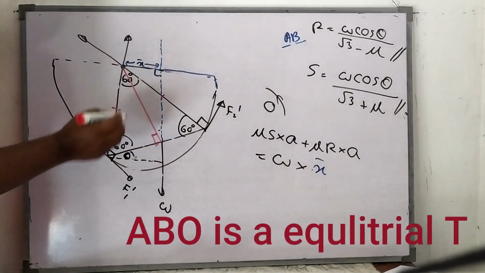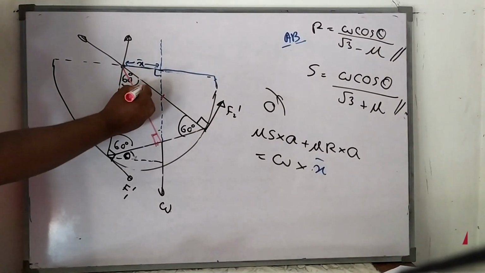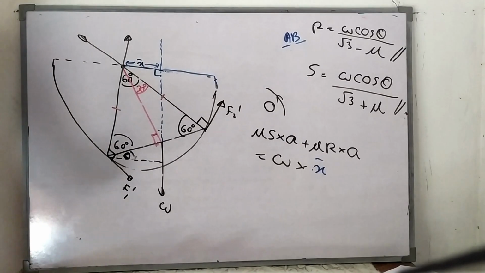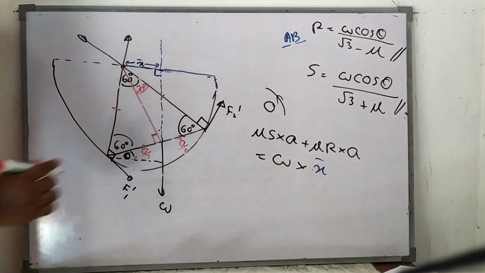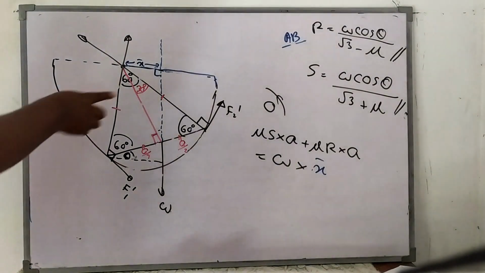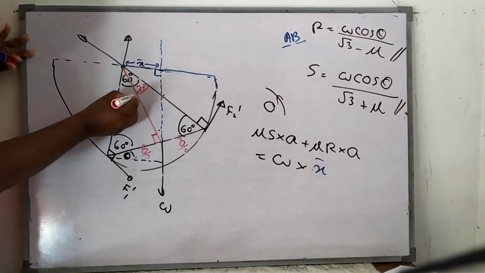Okay, now what happened? This is an equilateral triangle, no? When you construct a perpendicular line to the AB line, it meets at the center of gravity of the rod. They are all the same distance, a by 2, from the midpoint to the midpoint, right? So that red color distance can be taken as a sin 60.